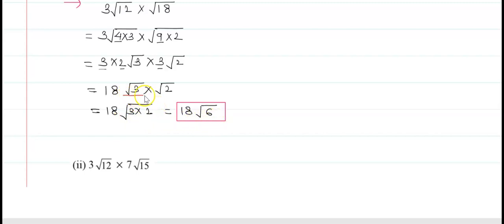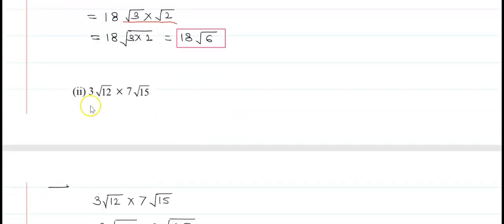Now we can multiply these two types of surds. Both of them have the same order, and they can be written under the same radical sign. That is 3 into 2, which equals 6. Therefore 18 root 6.